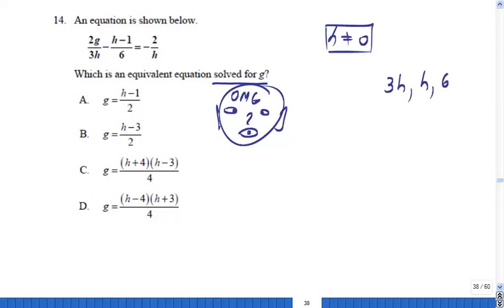Well, think about it, right? 6 is 2 times 3. H is 1 times h. 3h is 3 times h. Common factors here? We don't have any common one, which means I'm going to take all of them and make one common multiple of all these things, which should be 2 times 3 times h. So basically, your 6h is going to be the common denominator, and you're multiplying everything by 6h. Every one of them gets multiplied by 6h.